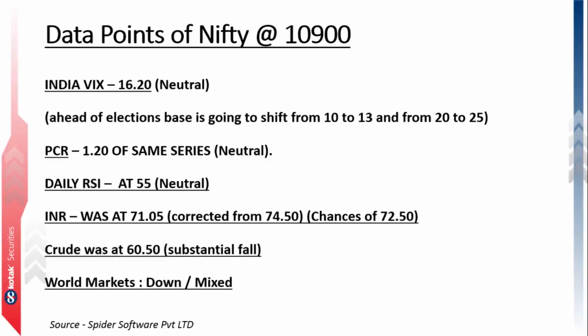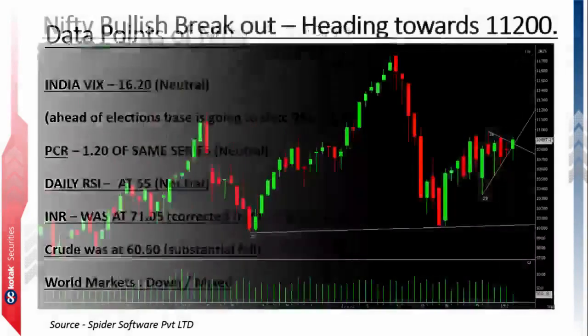World markets are down or mixed, so the picture is not clear, but we saw a good amount of sell off in the previous week for all world markets, and now they are recovering and bouncing back. So broadly the picture is completely neutral, and that is why the market is forming a triangle formation. We are expecting the market to move towards 11,000 or 11,200 based on option data and chart formation. That's the overall view on Nifty.